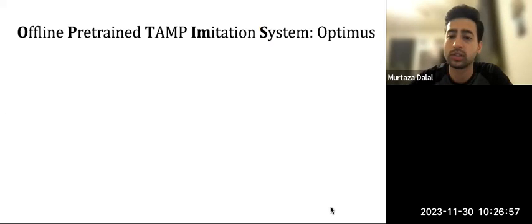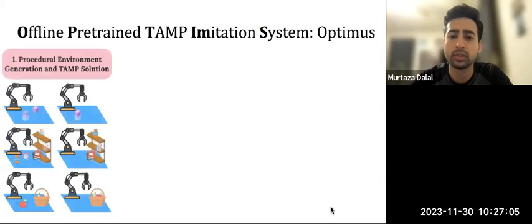So now what is our system itself? Well, we call it the offline pre-trained TAMP imitation system, or Optimus for short. To give a high-level overview, what this system tries to do is first generate vast amounts of demonstrations on a diverse array of tasks by procedurally generating scenes and then solving them using TAMP.